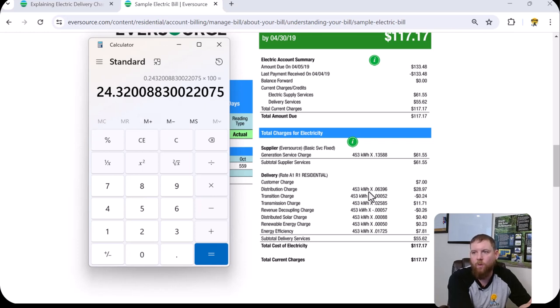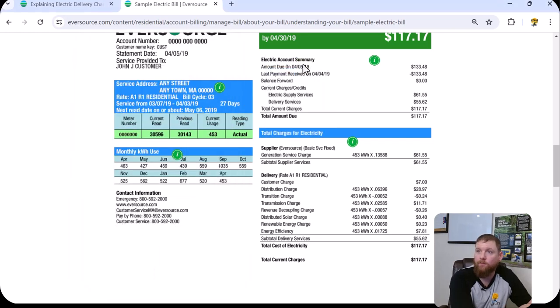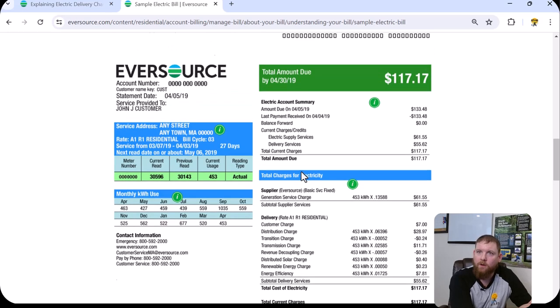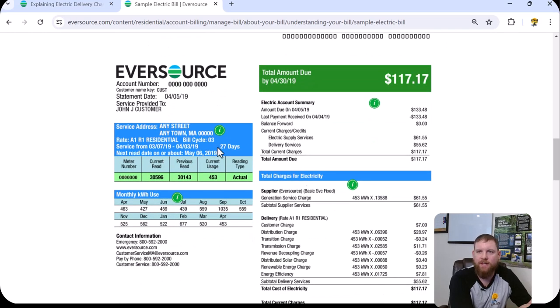So for every 1 kilowatt hour in this example, it costs 24.32 cents per kilowatt hour, which is pretty high. This is an older example, so ironically enough, they show it here from 2019, and we're filming this video currently in May of 2024. So it's kind of interesting that Eversource chooses not to provide an updated sample on their website, because this way it looks like the cost of electricity is less. But again, as I mentioned, this is an older sample.